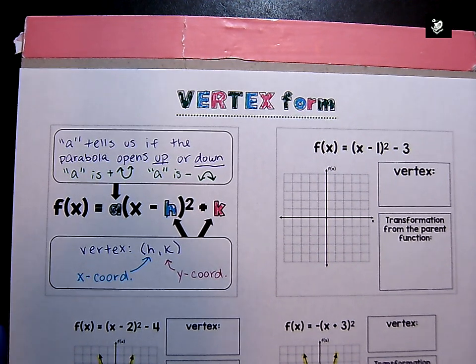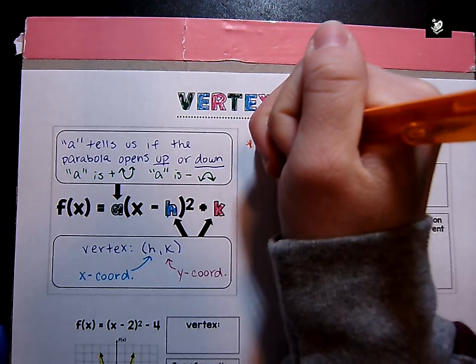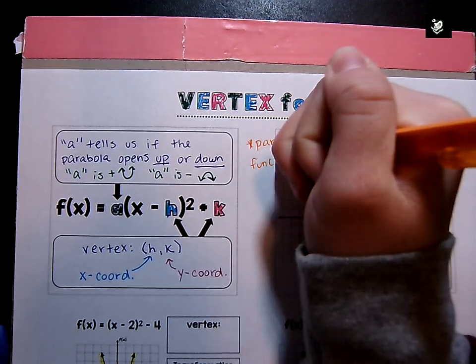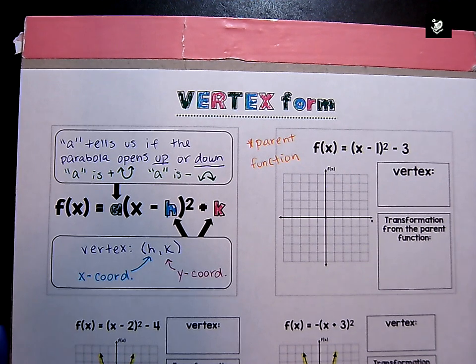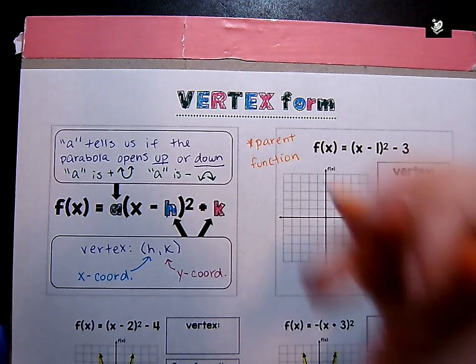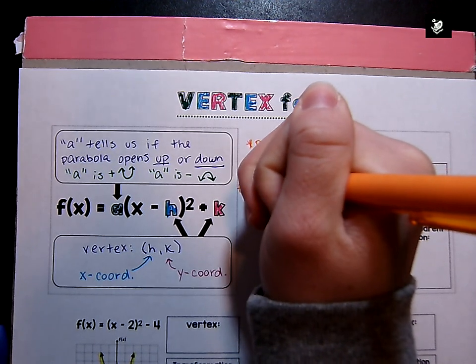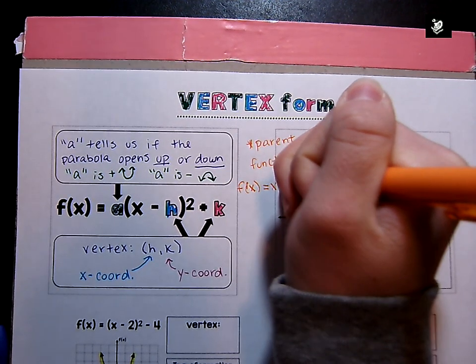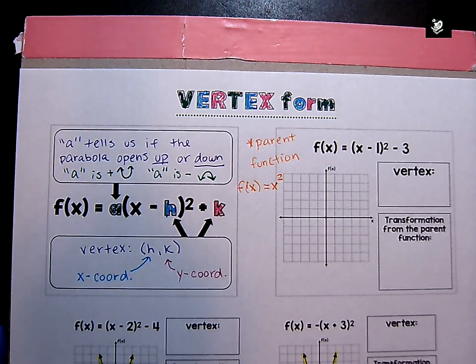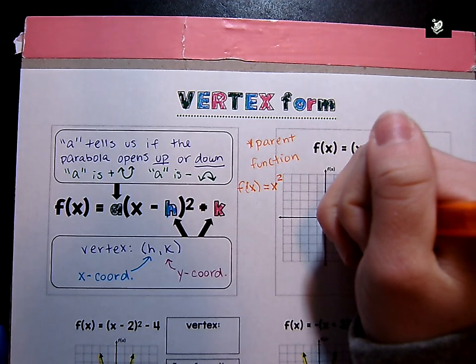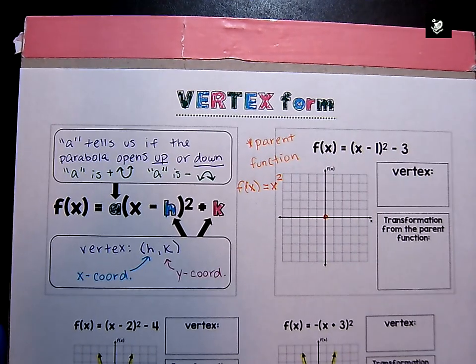So the first thing to note is that every type of function has what's called a parent function. A parent function is really just the simplest type of equation that you could have for that specific function. So for a quadratic, the parent function is f of x equals x squared. So the parent function has a vertex at 0, 0. So I'm going to put that point on my graph.